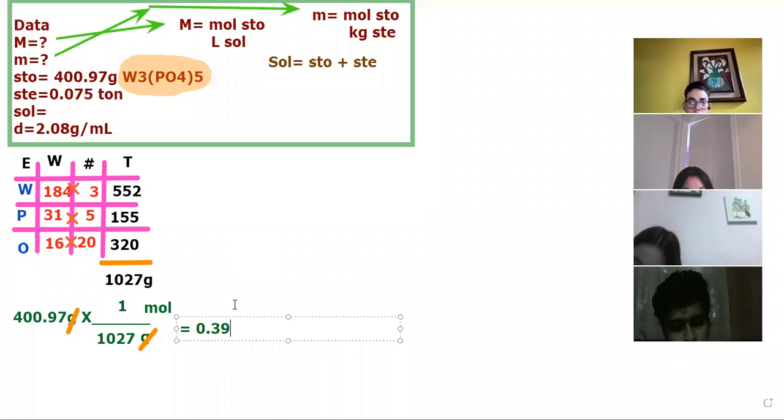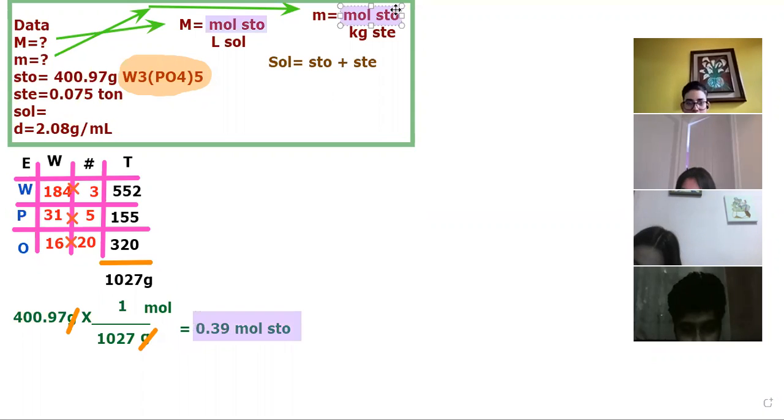39 moles of STO. I remember that I said this before, but if this is one of the parts of the formula that we have, you can enclose it. So I'm going to enclose it. Why do you have that part enclosed? Easy, because if you see, it's here and it's here. Okay, we have the first part of the two formulas, molarity and molality.